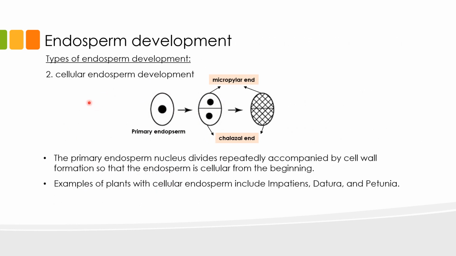Another type of endosperm development is called the cellular endosperm development. In this type, the primary endosperm nucleus divides repeatedly, accompanied by cell wall formation as indicated by this black line here. This type of endosperm development produces an endosperm that is cellular from the beginning. Examples of plants with cellular endosperm development include species under the genus Impatiens, Datura, and Petunia.